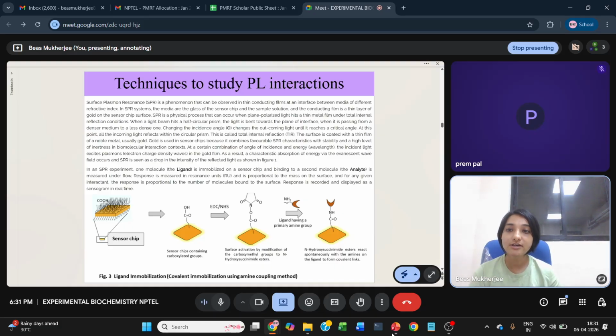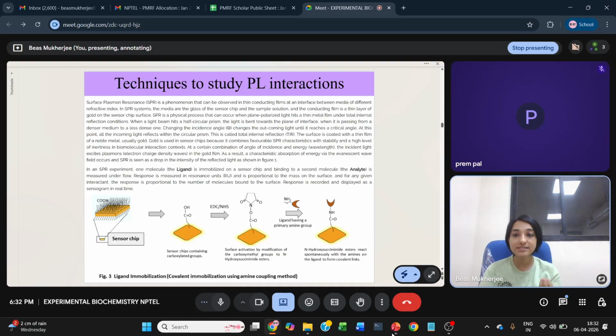You can see here that in an SPR experiment, one molecule, the ligand, is immobilized on the sensor chip, and binding to the second molecule, the analyte, is measured under flow. Response is measured in resonance units or RU and is proportional to the mass on the surface for any given interactant, and proportional to the number of molecules bound to the surface. That is how you know the stoichiometry also. Response is recorded and displayed in a sensorgram in real time, the one that we saw.